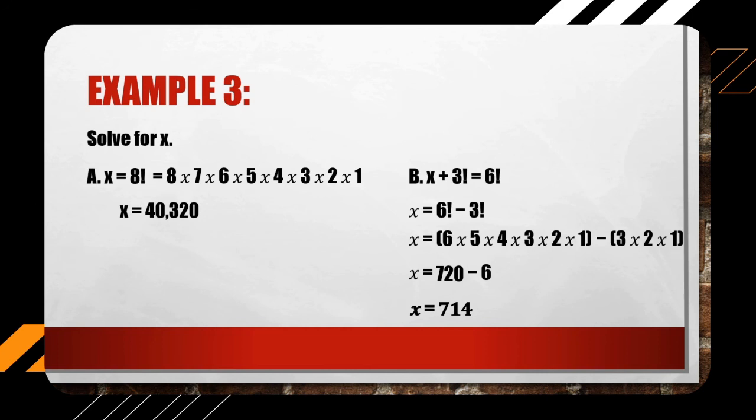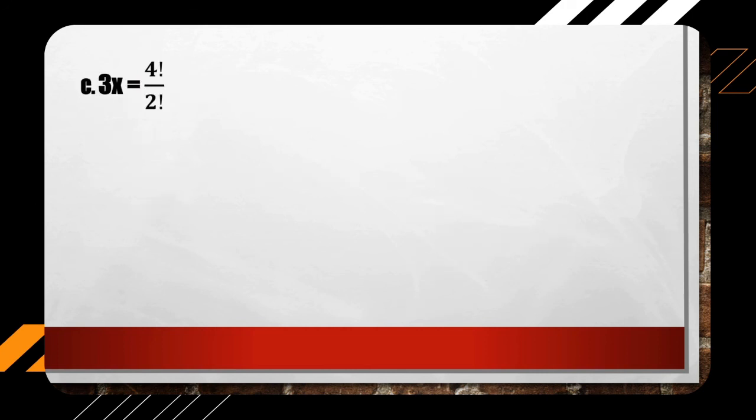Okay? Letter C. So, 3x is equal to 4 factorial over 2 factorial. So, ang gawin natin dito, class, is i-evaluate muna natin yung ating mga factorial. Okay, so si 4 factorial, 3x is equal to 4 times 3 times 2 times 1. Yan yung 4 factorial. Then yung 2 factorial naman ay 2 times 1. Then multiply. 4 times 3 times 2 times 1 is 24 over 2 times 1 which is 2.